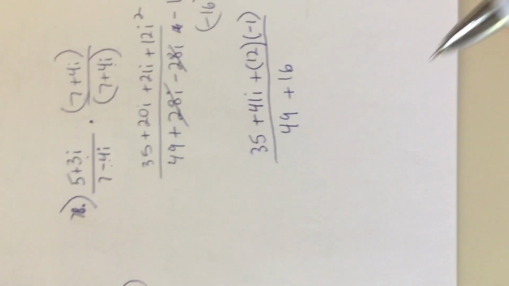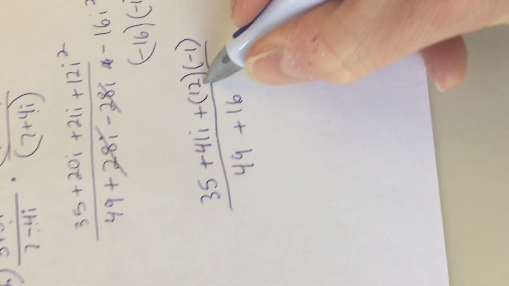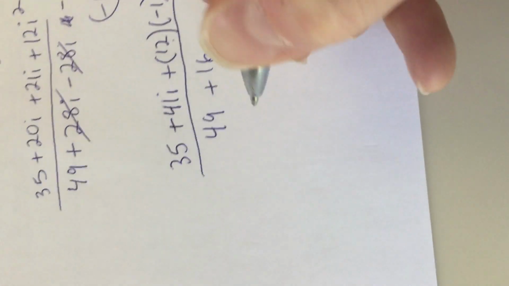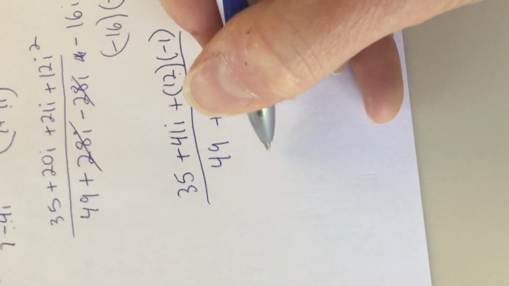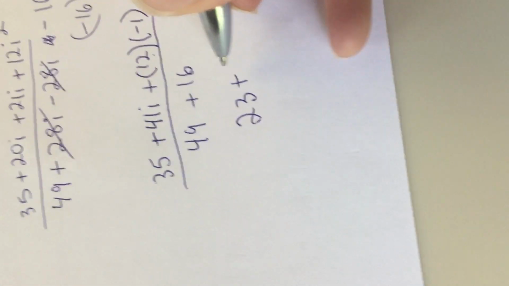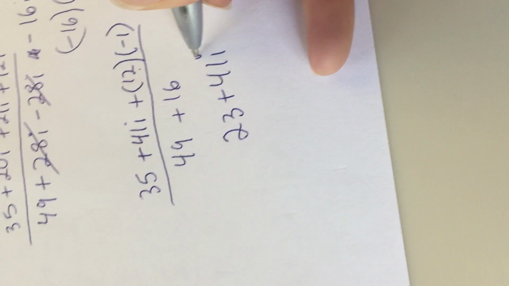I'm not quite done here. I'm going to keep going, except my paper has run out. So this is going to become a -12. So now I have 35 and -12. And 35 and -12 is going to leave me with 23 plus 41i.